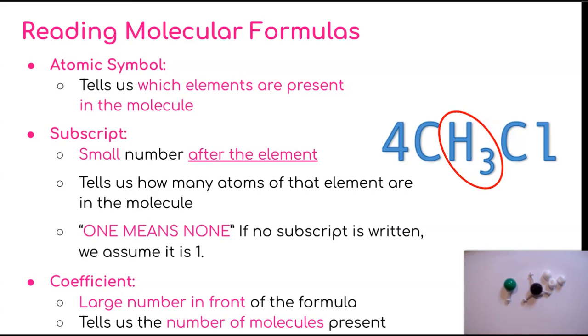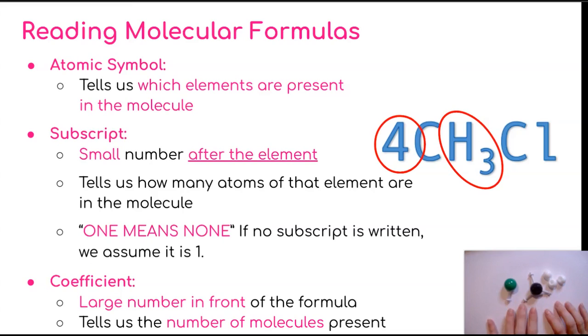The last thing that we want to consider when reading a molecular formula is the coefficient. That is that large number that comes in front of the formula. In this case, it is 4. This tells us the number of molecules that are present. So in our case, we have 4 of this molecule.